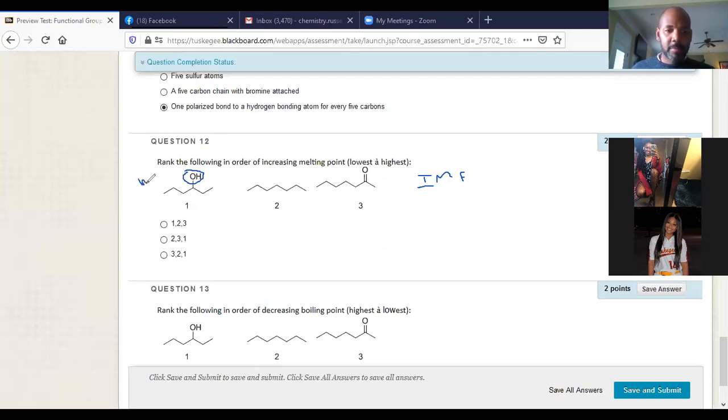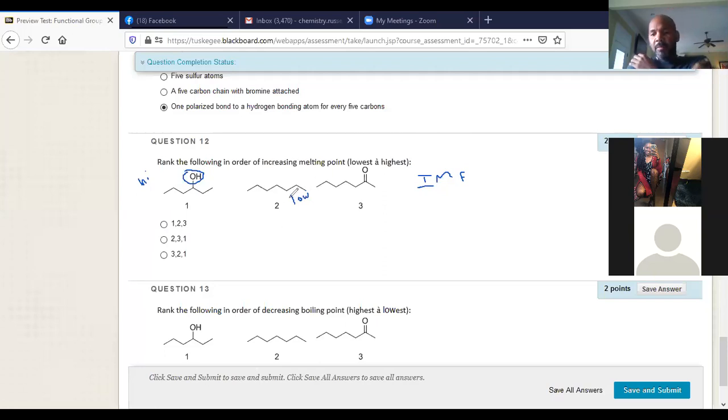Two. Two, good. Why is two going to be at the lowest temperature? It just has Van der Waals. It's only held together by London forces, Van der Waals forces, right? Whereas three has dipole. So this is dipole, hydrogen bonding, and then Van der Waals. So you will rank them in that order. If it's lowest to highest, it's going to be Van der Waals, dipole, and then hydrogen bonding. Is that making sense?